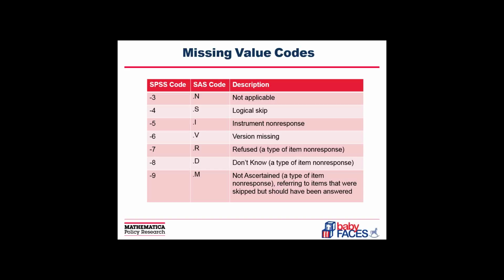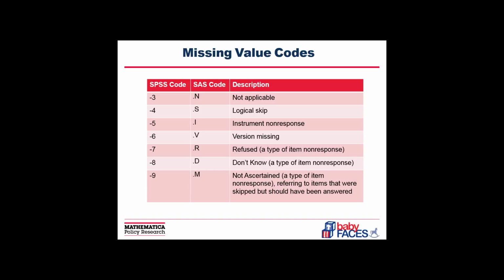Version missing occurs when an item was not included in the version of the instrument administered to a particular case. For example, some questions were asked of cohort 1 cases at age 1 in the parent interview in 2009 that were not asked of cohort 0 cases at age 1 in 2010. This example refers to variables starting with P1. Instrument non-response occurs when an entire instrument is missing for a case. Instrument non-response in baby faces data is addressed through the application of the sampling weights.